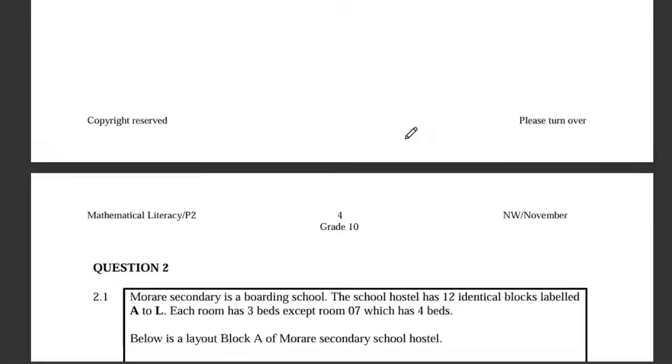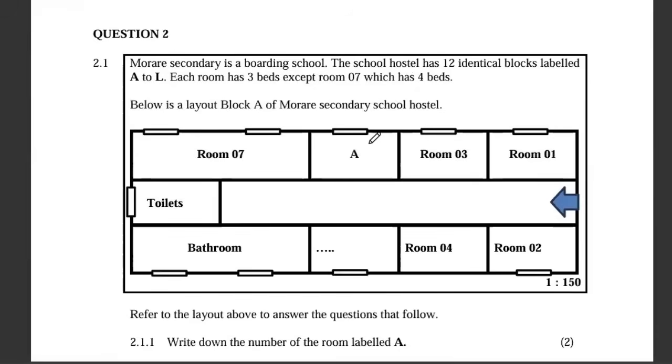Let's go to question number 2. Question number 2. Paris Secondary School is a boarding school. The school hostel has 12 identical blocks labeled A to L. Each room has 3 beds except room 7, which has 4 beds. Below is a layout of block A of the school hostel.